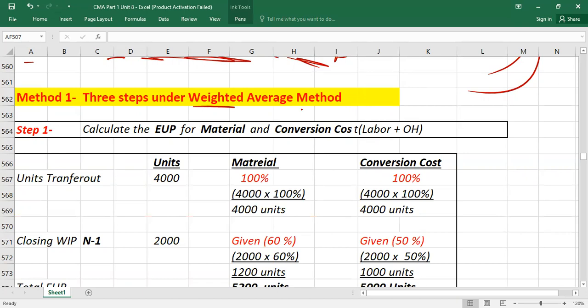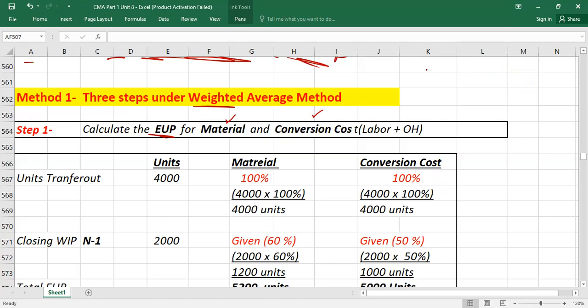Okay, those three steps I'm going to do under the weighted average method. Step number one was what? We have to calculate what? EUP, equivalent units of production. For what? Material and conversion cost. And how you will calculate, this format you will remember. Guys, please remember here, there are two assumptions. There could be three also, but mainly two assumptions are tested in the exam. Number one assumption is what?